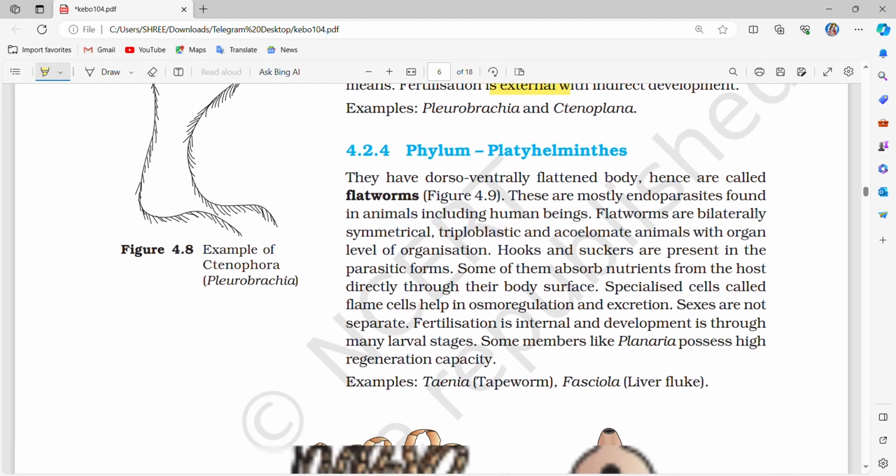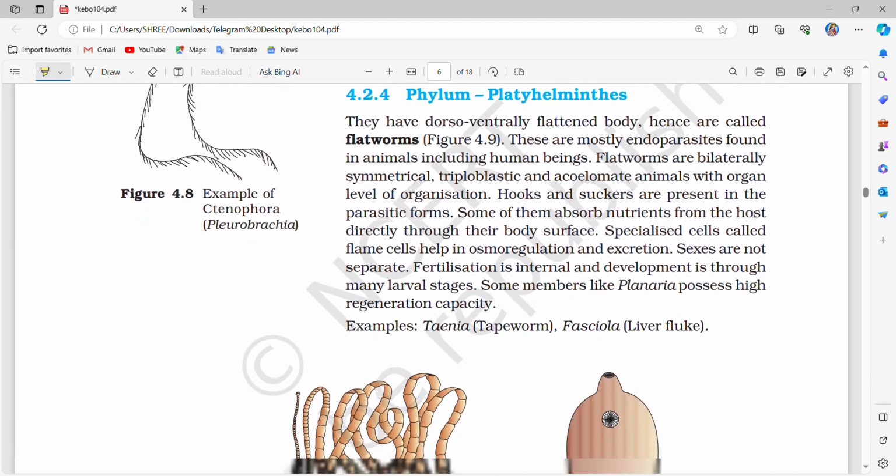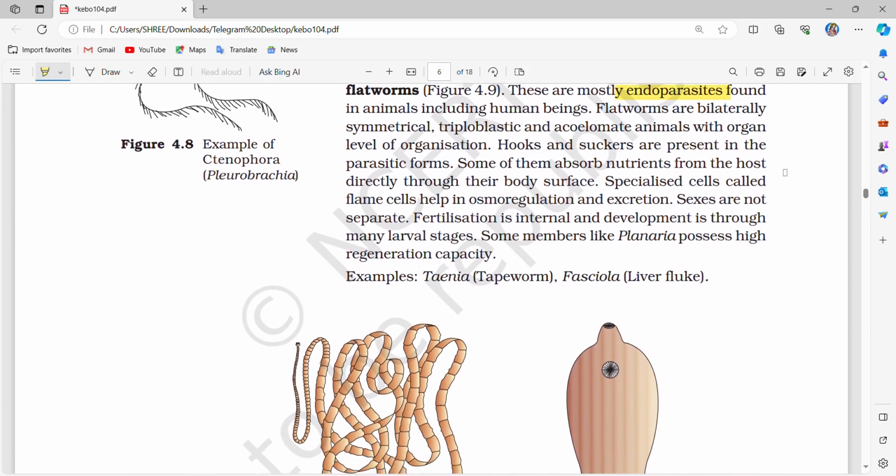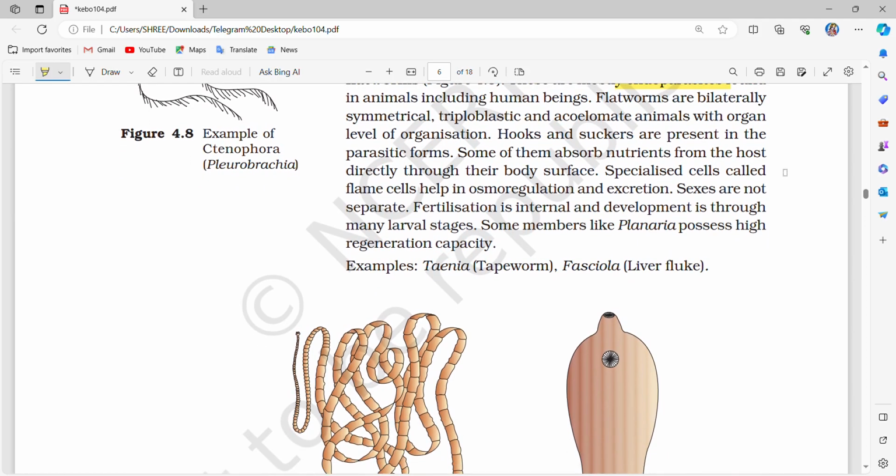4.2.4 Phylum Platyhelminthes. They have dorso-ventrally flattened body, hence are called flatworms, figure 4.9. These are mostly endoparasites found in animals including human beings. Flatworms are bilaterally symmetrical, triploblastic and acoelomate animals with organ level of organization. Hooks and suckers are present in the parasitic forms.